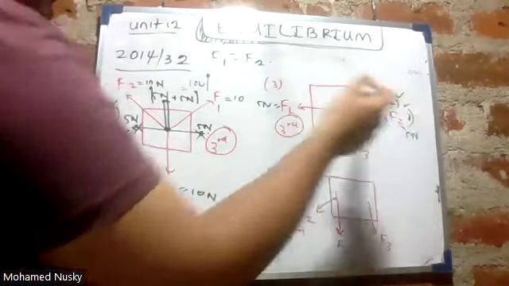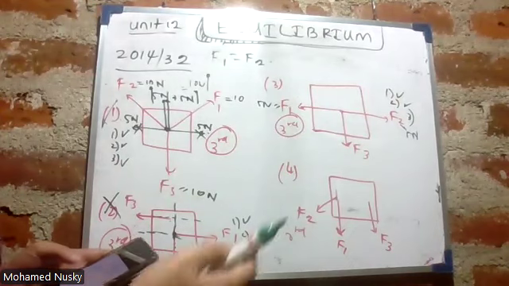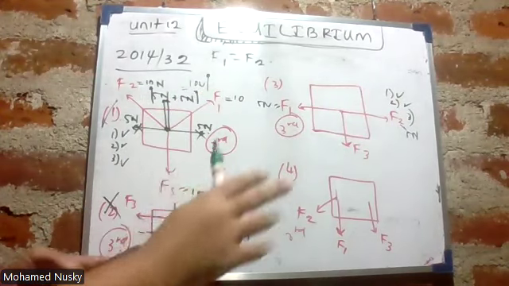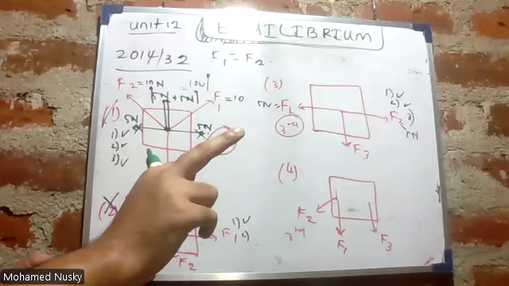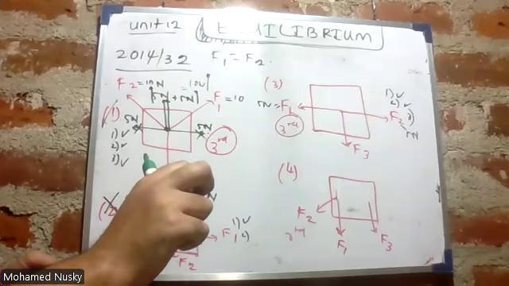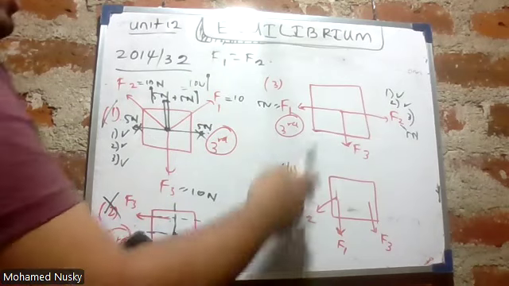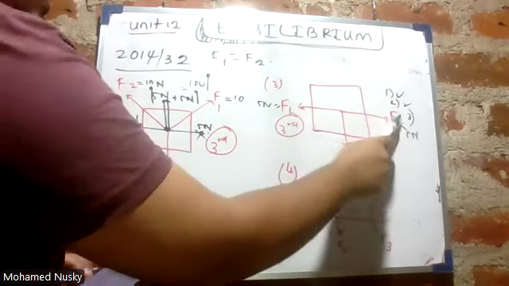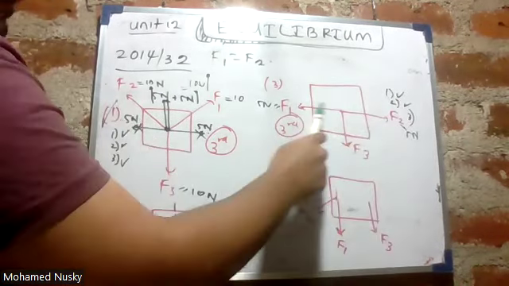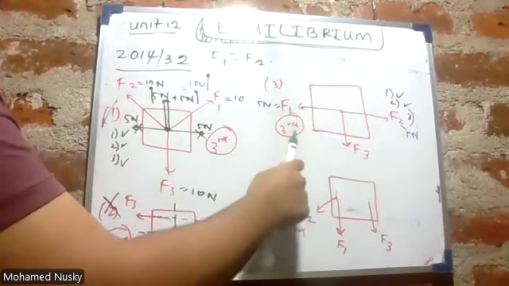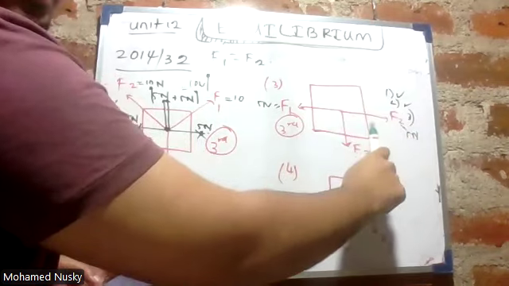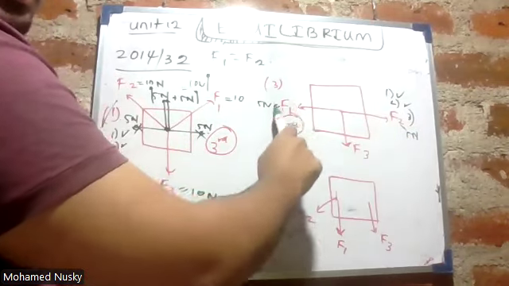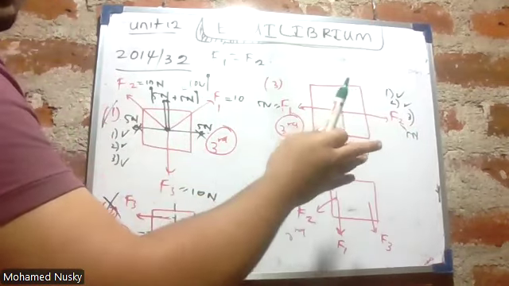If F1 is equal to F2, now if a body is to be in equilibrium, two conditions must be satisfied that you should know. Resultant force should be 0. Resultant moment should be 0. Here you can see F1 force will be cancelled by this F2. F1 5 Newton in the backward direction, F2 5 Newton in the forward direction. This F2 and this F1 will cancel off each other.